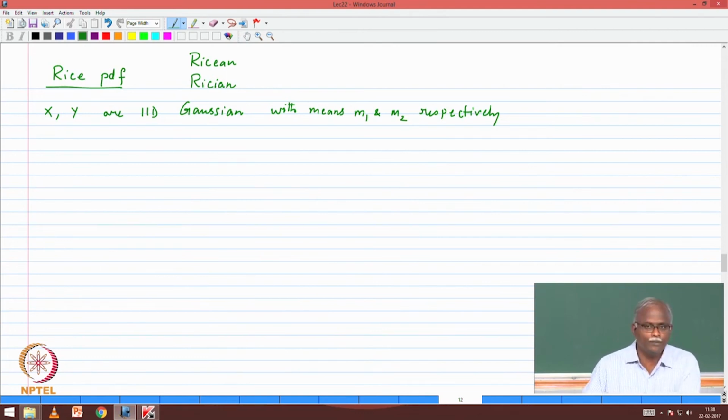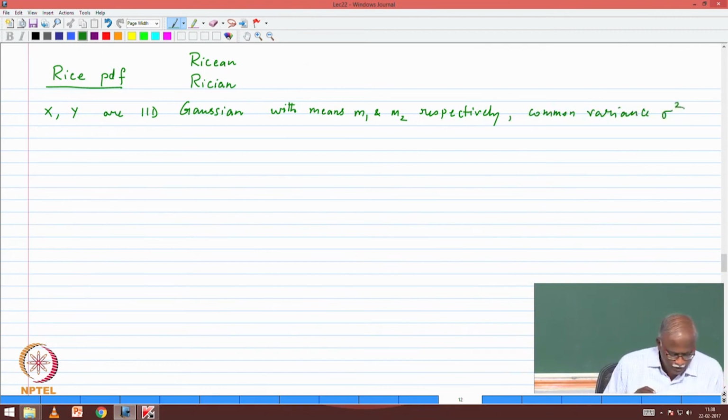Now the means don't have to be the same, but in many cases they will turn out to be the same, M1 and M2. And they have a common variance sigma squared. Okay. Now then we want to look at the envelope, which is defined by the square root of x squared plus y squared.